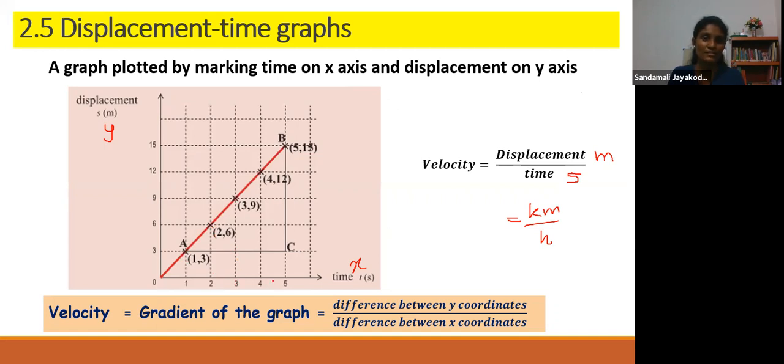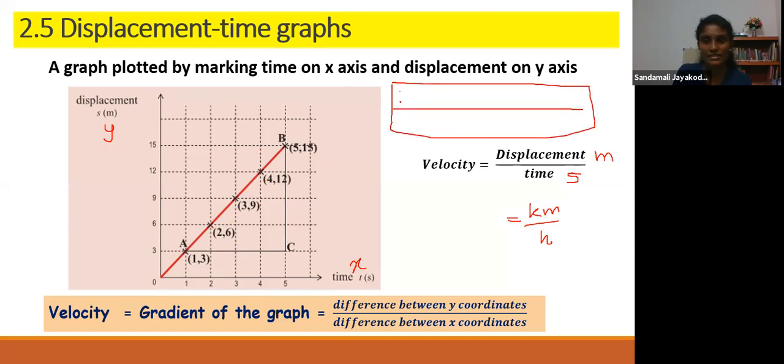These are the coordinates of this graph. This graph is plotted by using these coordinates. Normally these coordinates are given to us in a table like this. Time is given in seconds, and displacement is given in meters, and these coordinates are mentioned in this graph. Here it is in this table.